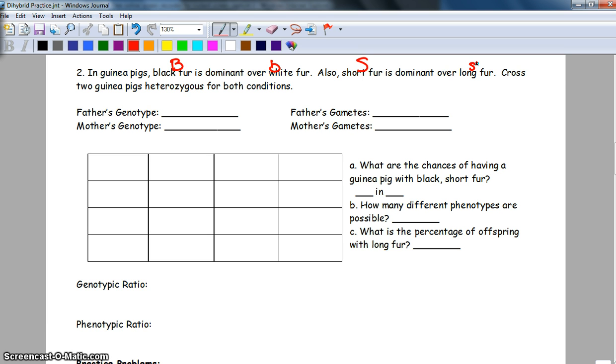Cross 2 guinea pigs heterozygous for both conditions. We know heterozygous means having one of each allele. So the father's genotype would be big B, little b for fur color, and big S, little s for fur length. It said that both the guinea pigs were heterozygous for both conditions, so the mother's genotype would be exactly the same. Now what I want you to do is go through and find the mother's and father's gametes, which should be the same for both since they both have the same genotype. Remember, if it helps you to FOIL the information, please do so. So pause the video and go ahead and find your gametes.